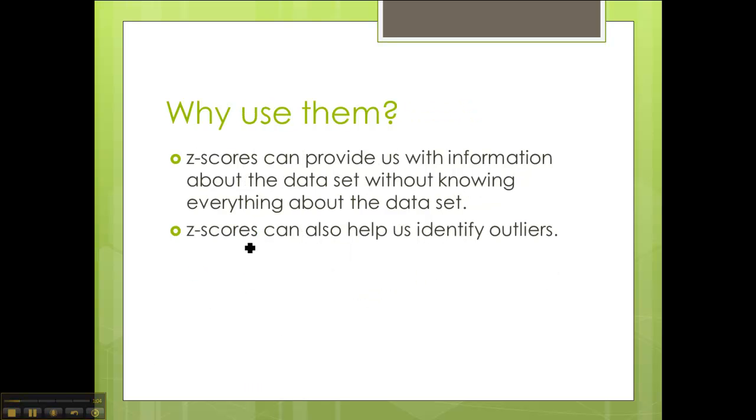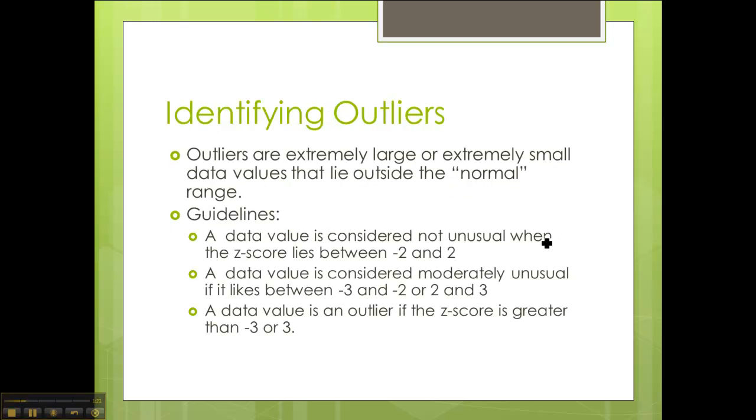All right, so z-scores can provide us with information about the data set without knowing everything about the data set. It helps us identify outliers, okay? We've talked a little bit about outliers in the last lesson. We're going to talk about outliers a little more in depth this lesson. So outliers are extremely large or extremely small data values that lie outside the quote-unquote normal range.